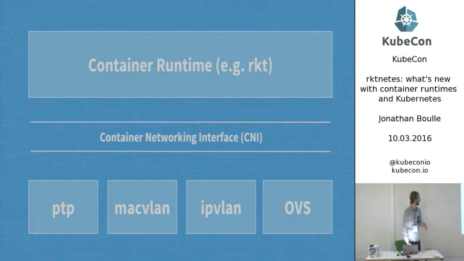There is a Flannel plugin. I should have maybe put that as an example. For example, different backends to talk to something like Flannel, to allocate an IP to a pod.